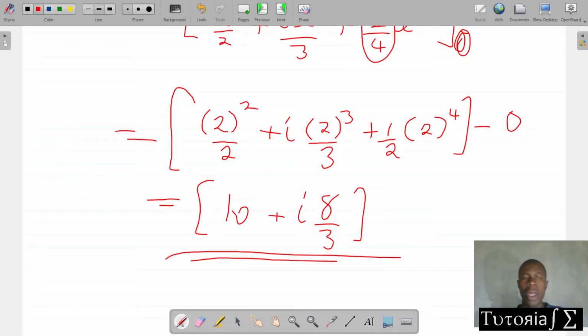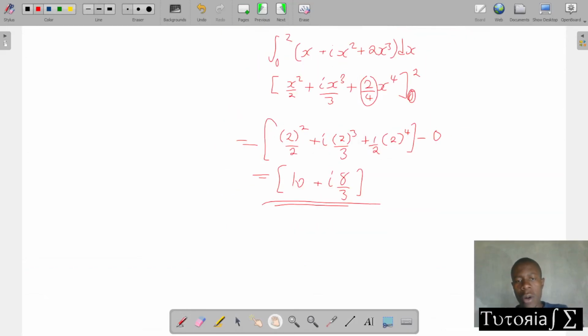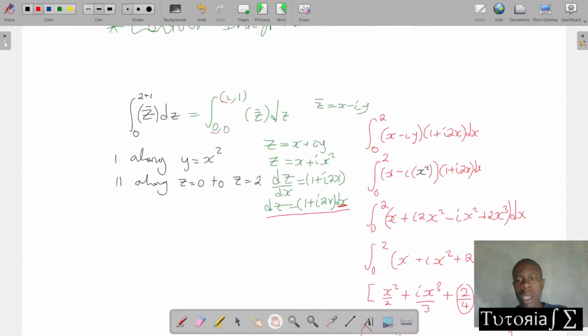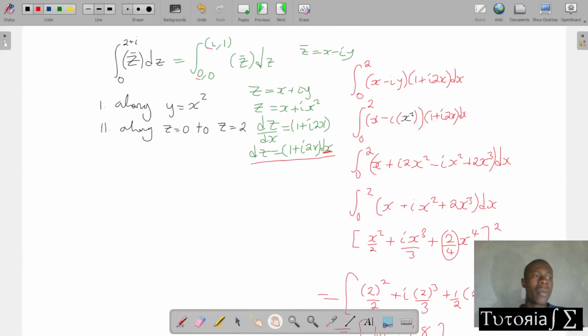So you see how easy it is for us to integrate. It's just remembering key things. We need to make sure that we have one variable that we're dealing with. You either go with x or you go with y, but you do that.